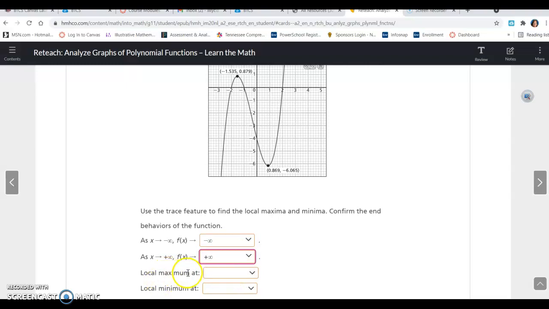All right, and my local maximum comes from this point right here, so that's at negative 1.535.